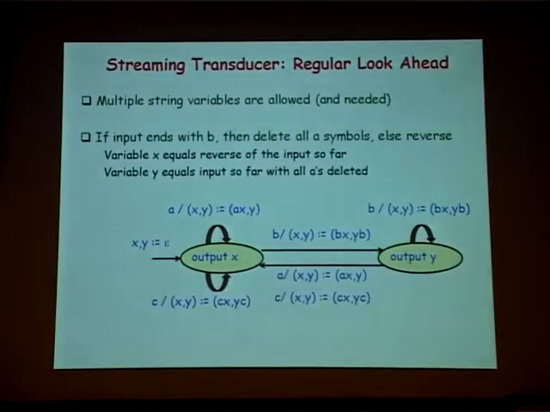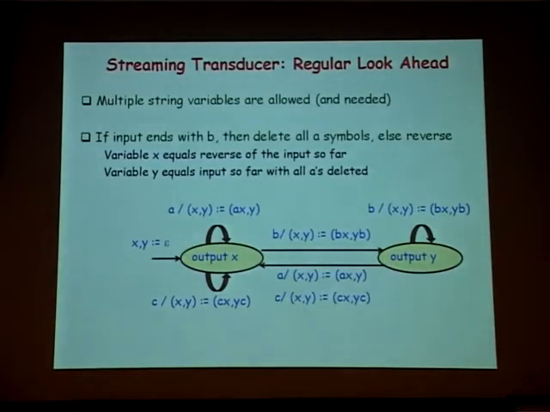So in this specific example, the variable x at any point in time equals the reverse of the input so far. Y equals the input so far with all A's deleted. And we have already seen both these examples, so those updates are similar. For example, for x, if I read an A, x is updated to AX. If I read a B, x is updated to BX. If I read a C, x is updated to CX. The updates to Y correspond to deleting A. So when A is read, Y is kept unchanged.